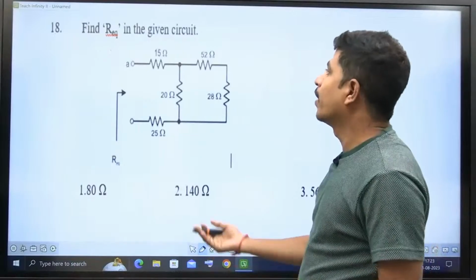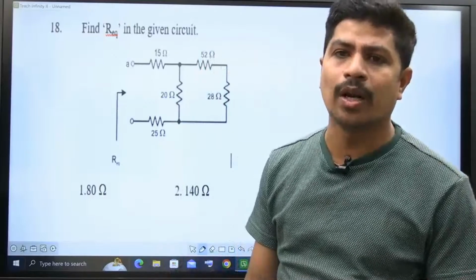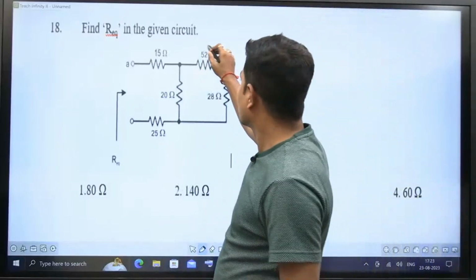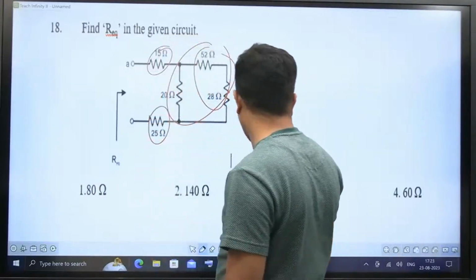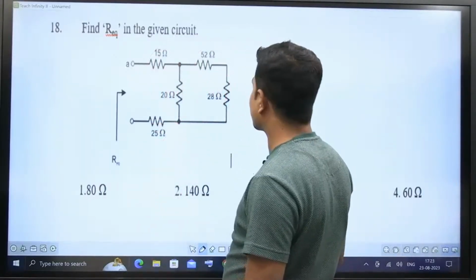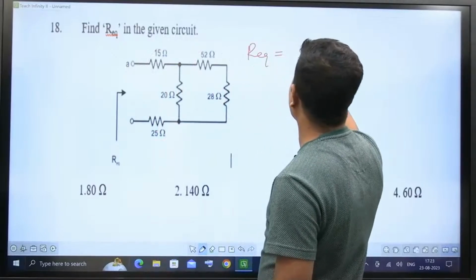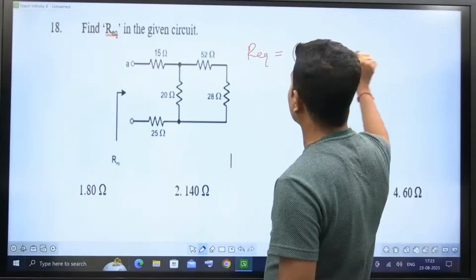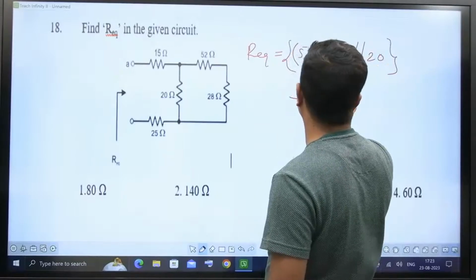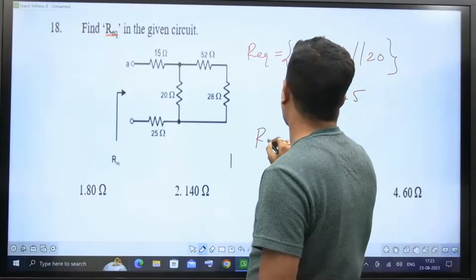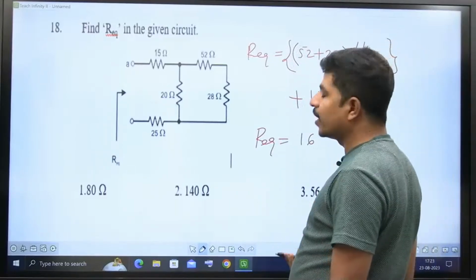Now this is from network analysis. You see how simply the question is given. He's asking about the equivalent resistance. You know these two are in series, that is in parallel with this, and this total is in series with these two, right? Within one step I'll do it. R equivalent is equal to 52 plus 28 in parallel with 20, that is in series with 15 and 25. So R equivalent is equal to, this is 80 in parallel with 20, which will be 16. 80 into 20 by 80 plus 20.